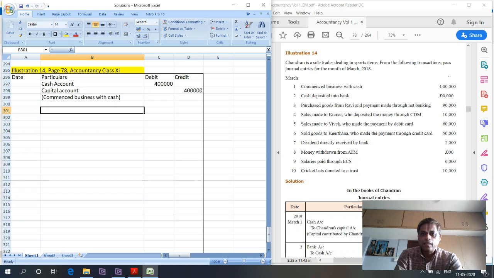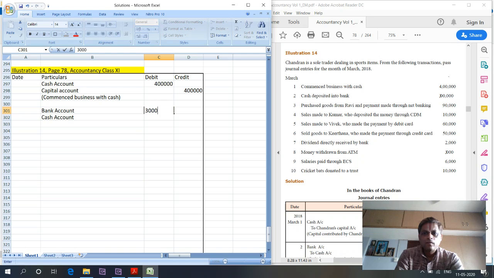Cash deposited into bank. So after commencing, he is depositing cash into the bank. So bank account will be the debit and cash account will be the credit. Bank account 3 lakhs debit and cash account 3 lakhs credit. Cash is going out and bank is the receiver.